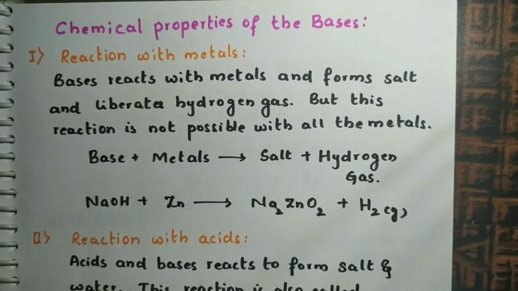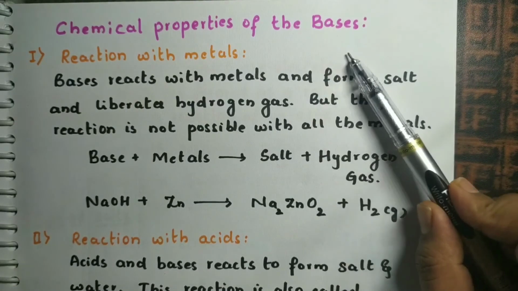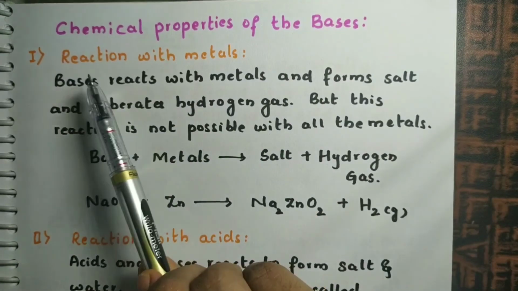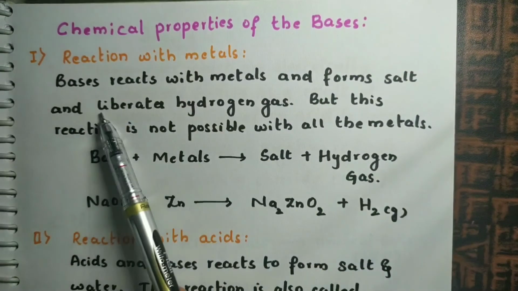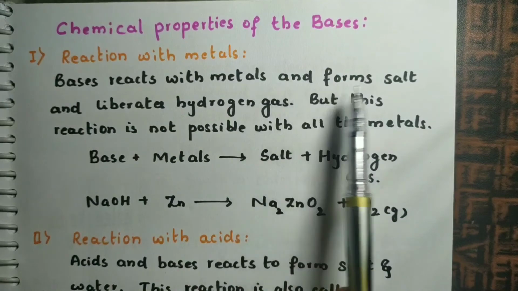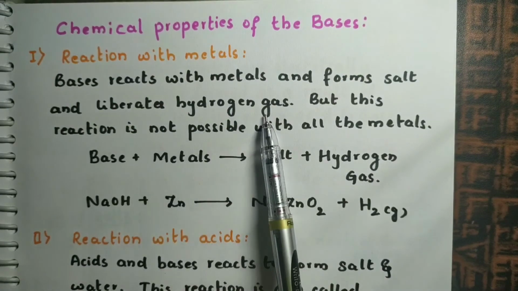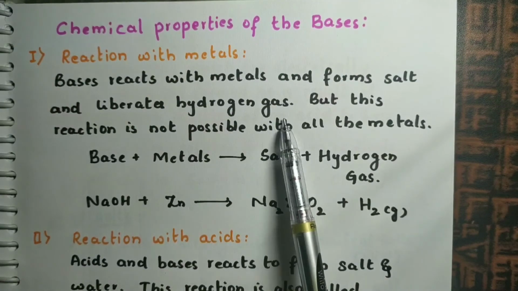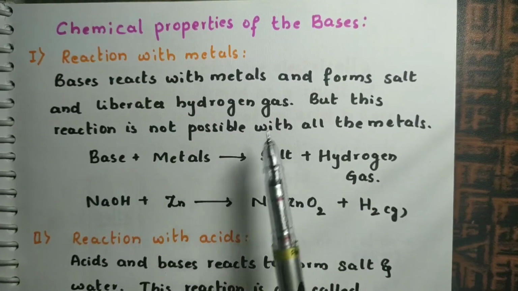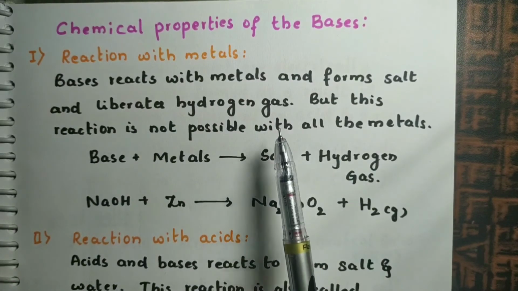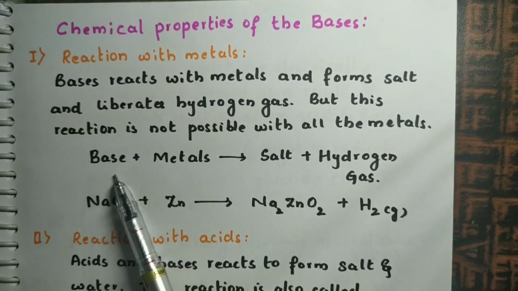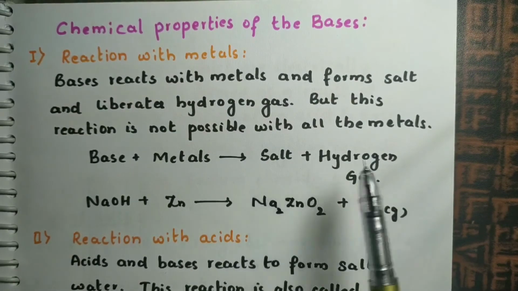Now let us learn a few chemical properties of the bases. What happens when the base reacts with the metal? Bases always react with the metal and form salt and liberate hydrogen gas. But this reaction is not possible with all the metals. With only a few metals it can release the hydrogen gas. So see, base plus metal will give salt and hydrogen gas.